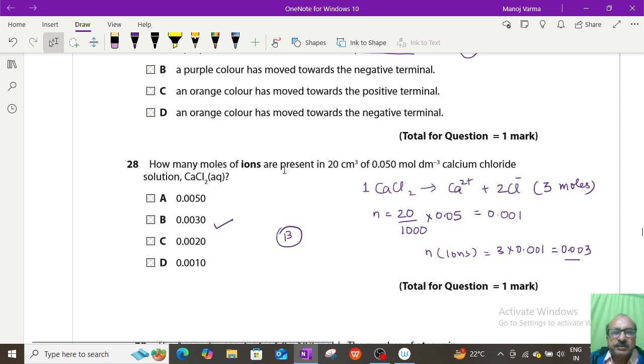How many moles of ions are present in 20 centimeter cube of 0.050 mole per dm cube calcium chloride? So here we have to find the moles of ions. So we have to see how many moles of ions are there in 1 mole of calcium chloride. There are 3 moles of ions in 1 mole of calcium chloride, as you can see. So find out the number of moles: 20 divided by 1000 into 0.05, that is the number of moles of calcium chloride, but the number of moles of ions will be 3 times that, so 0.003, and therefore this will be the answer.